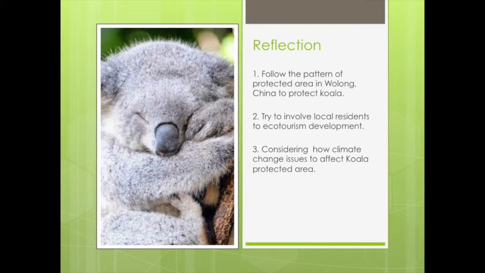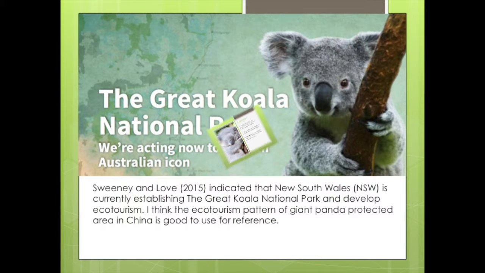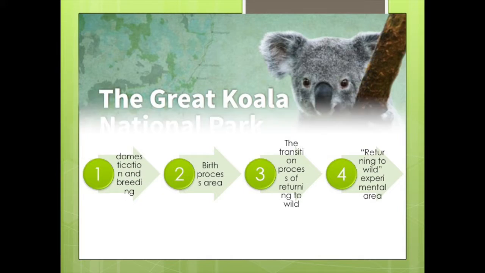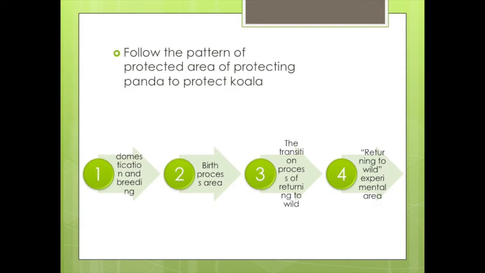According to the example of panda protected areas in China, I think their experiences can provide inspiration to koala protected areas in Australia. Sweeney and Love indicated that New South Wales is currently establishing the Great National Park and developing ecotourism. I think the ecotourism pattern of the giant panda protected area is good to use for reference. I agree with the Wolong pattern for establishing giant panda protected areas.